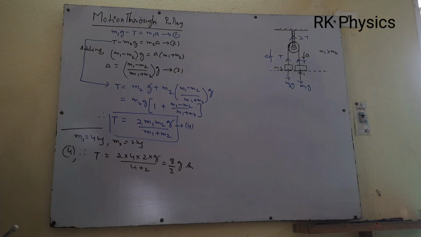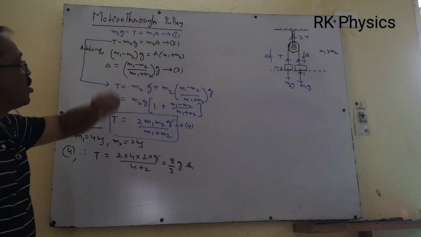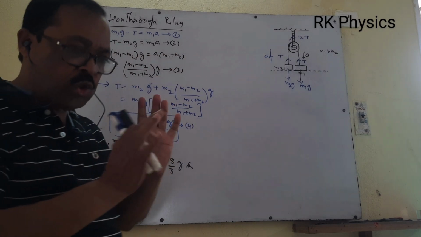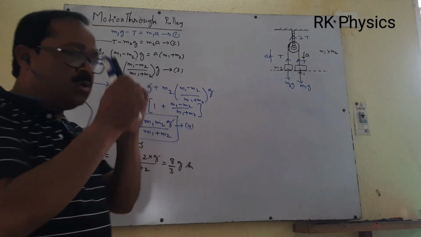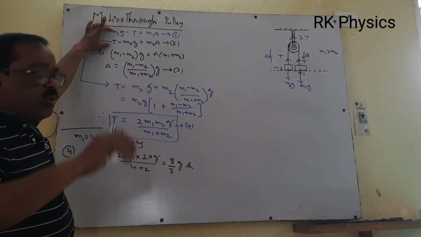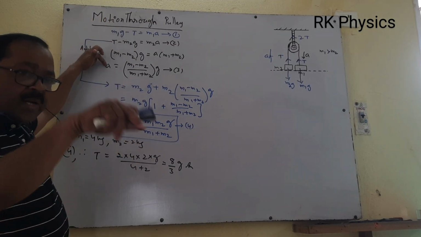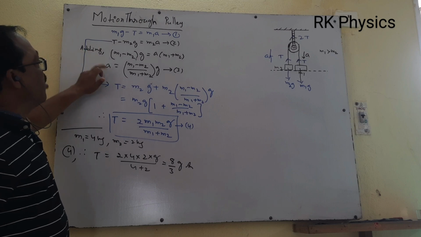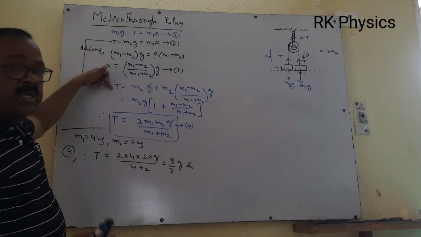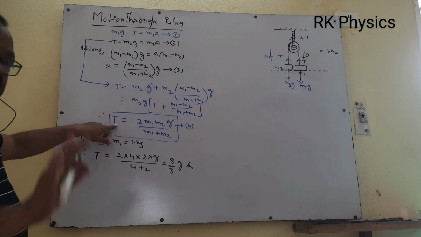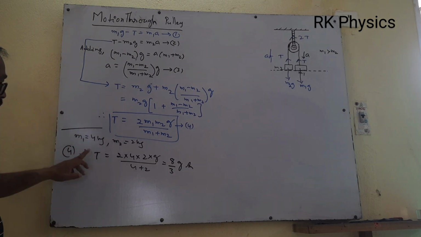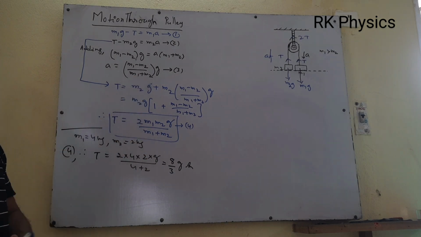Your problem starts from here. So what is your duty? You write equations first, that is called equations of motion. Then you will get two equations, then solve them to find out a, then substitute the value of a in any one of the equations, then you get T. You got finally the formula, then you put the values, then you will get the answer.